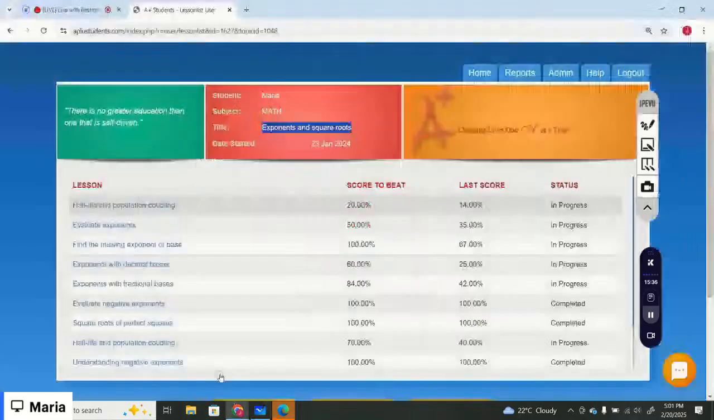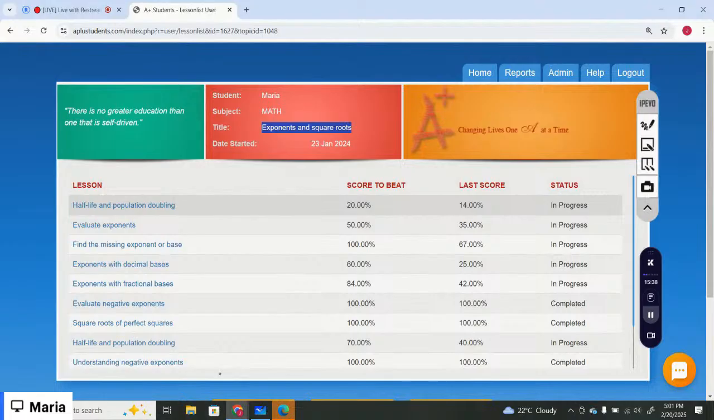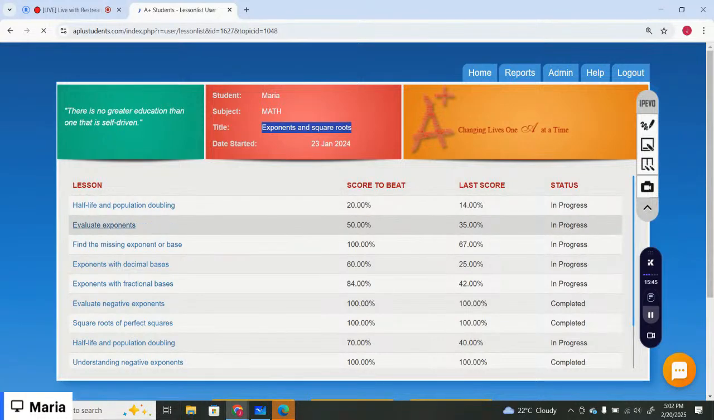Here I am on grade 6 math. The chapter we are on right now is exponents and square roots. Let's just start with the lesson, that is evaluate exponents.